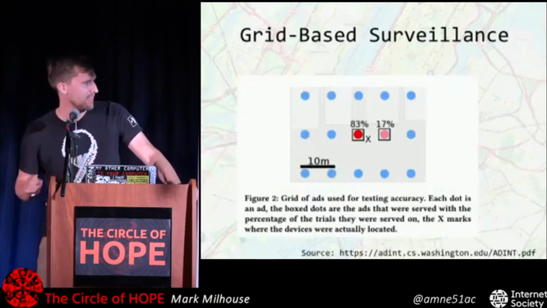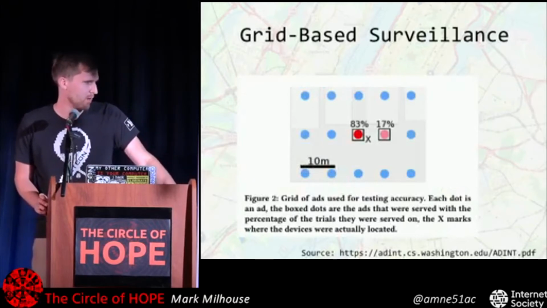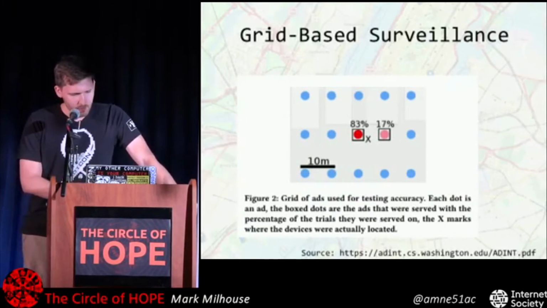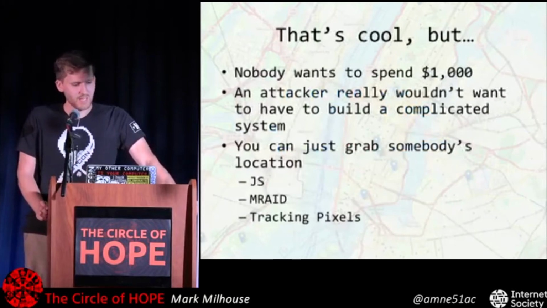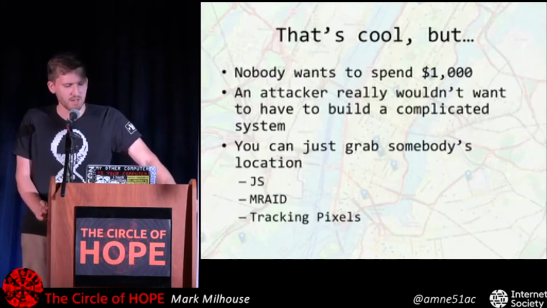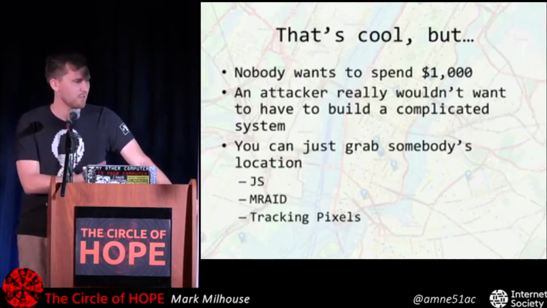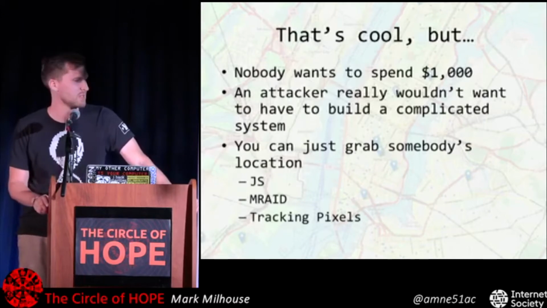So it looked something like this, and this is an excerpt from their paper from, I think, Washington State. So I thought to myself, that's cool, but nobody wants to spend $1,000, and an attacker really wouldn't want to have to build this kind of complicated system, right? But the thing that we all kind of know already, you can just grab somebody's location. So while the grid-based system was novel, there might be a little bit faster ways to do it.